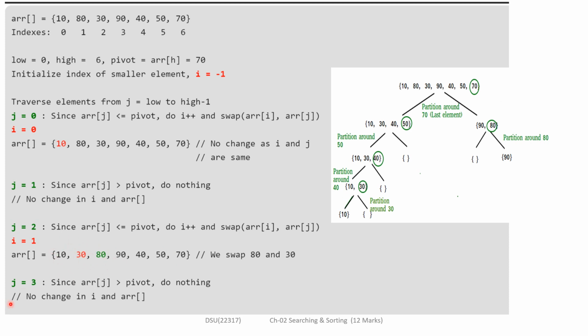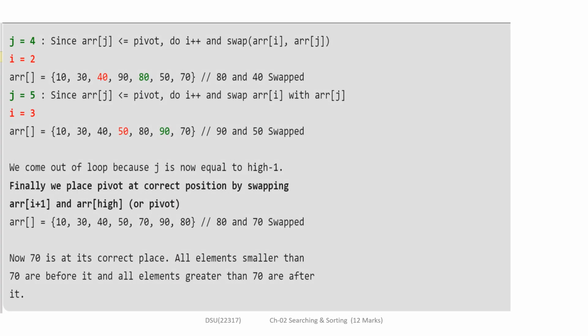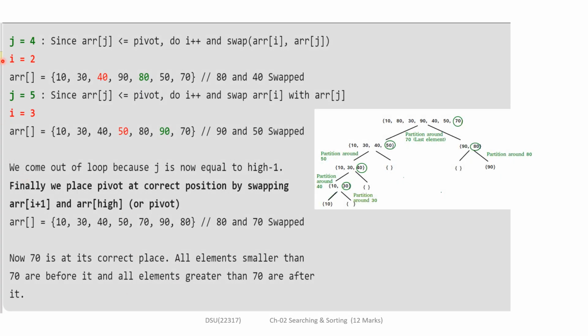Now J is equal to 3. Since array of J is greater than pivot, do nothing. So no change in I and array. So now J is equal to 4.